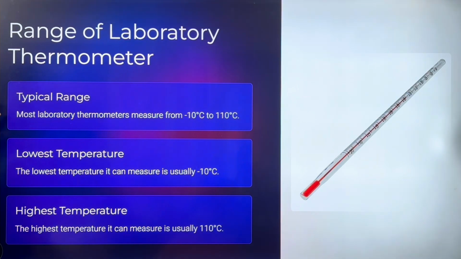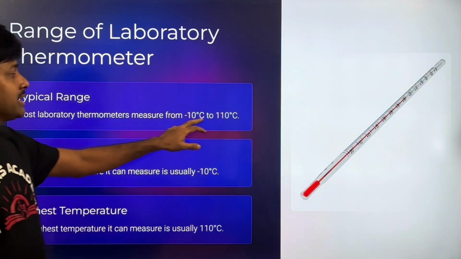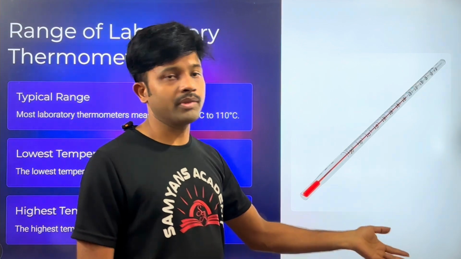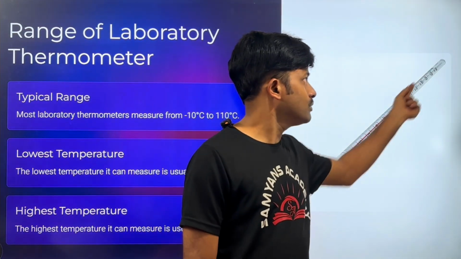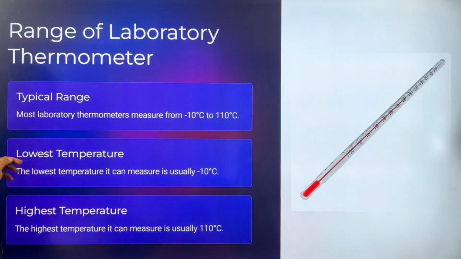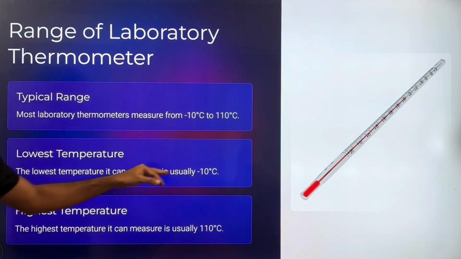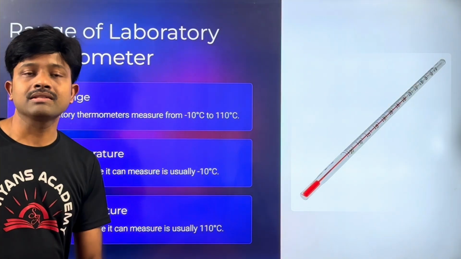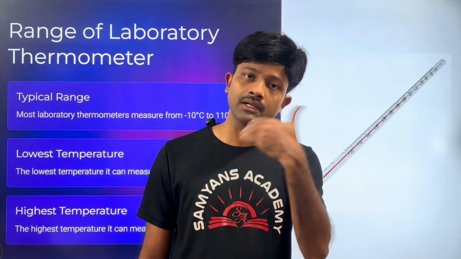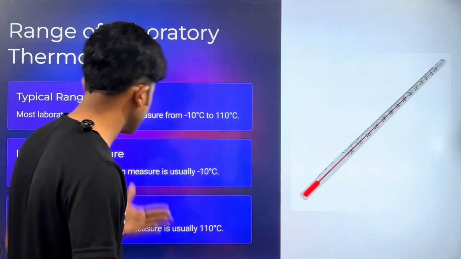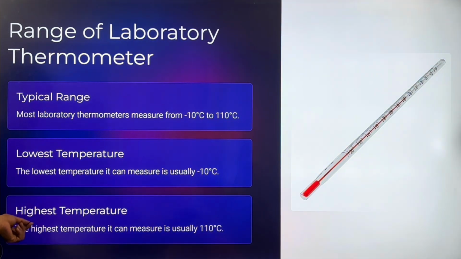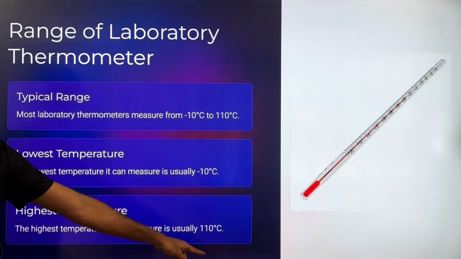Typical range: most laboratory thermometers measure from minus 10 degrees Celsius to 110 degrees Celsius. Most clinical thermometers can measure from minus 10 to 110 degrees Celsius, right? And the lowest temperature it can measure is usually minus 10 degrees Celsius or minus 20 degrees Celsius. So with this thermometer, we can measure negative values also. The highest temperature we can measure is up to 110 degrees Celsius.